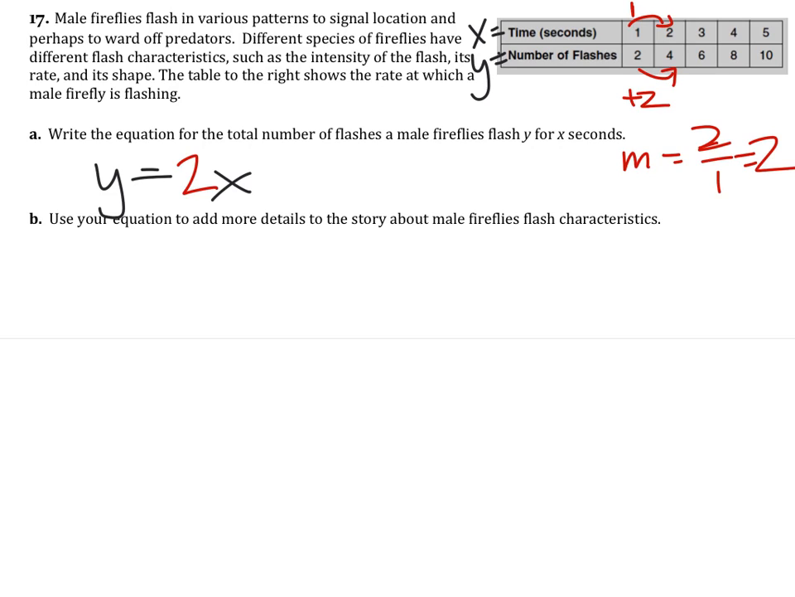You could use point-slope form, but you may also notice that each of these, 2 divided by 1, 4 divided by 2, and so forth, all these are 2. Therefore, this is proportional, and we may or may not write that in. It's up to you. That is the equation. Again, we would want to define the variables. x is time, and y is number of flashes.